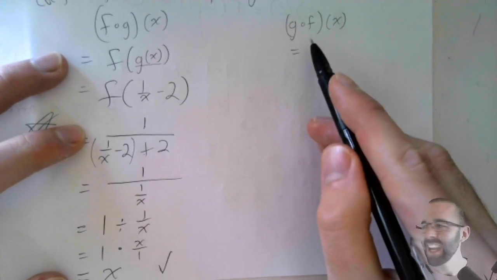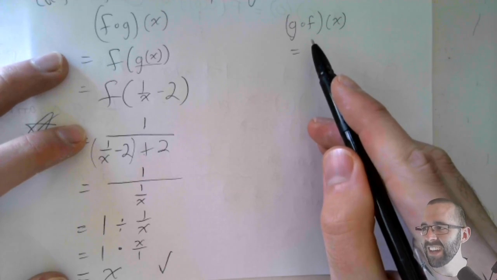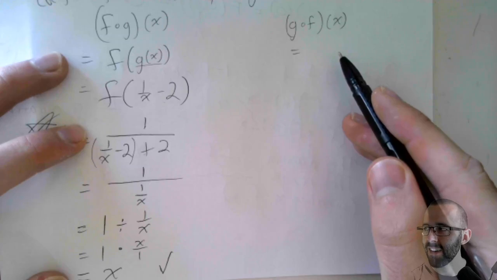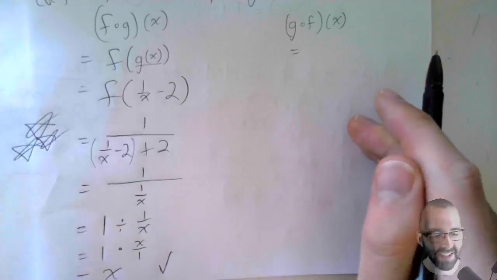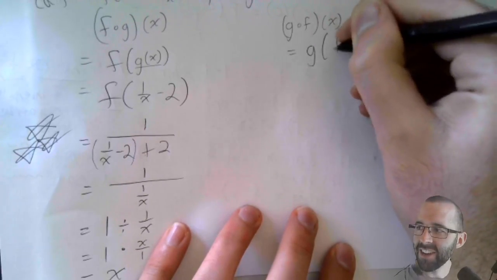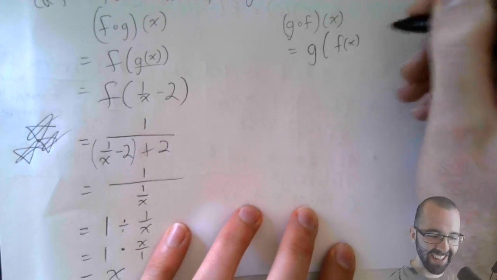And now we need to do it again. Okay. We checked one direction, now we need to check the other. So, we do the same thing. This is g of f of x.